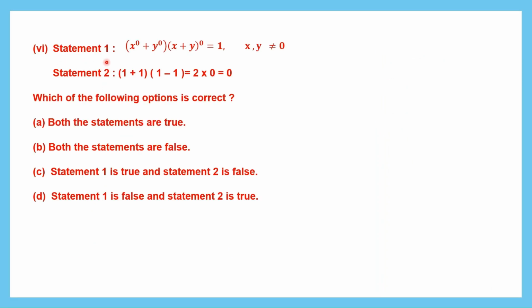Question 6, statement 1. (x to the power of 0 plus y to the power of 0) in brackets into (x plus y) raised to the power 0 is equal to 1, and x and y are both not equal to 0. Now let's consider this. x is raised to the power of 0. y is also raised to the power of 0. x and y, when you sum it up, that's also raised to the power of 0.